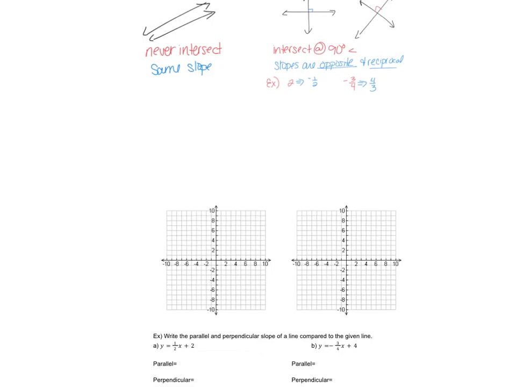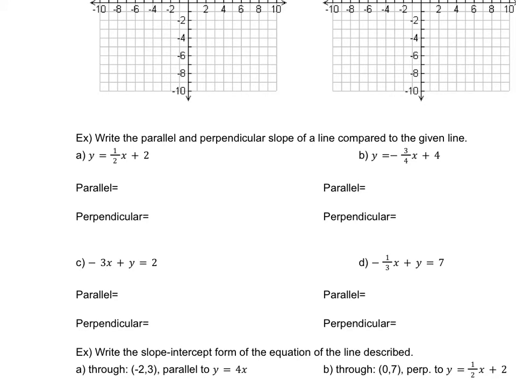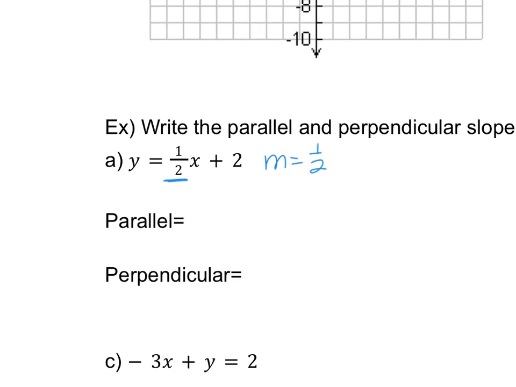Alrighty. Oh, I didn't realize I have a graph right there. That's okay. So, write the parallel and perpendicular slope of a line compared to the given line. They give you the line. The slope of the line they give you is 1/2, right? Because it's the number in front of the x, because this is in slope-intercept form, which is great. So parallel would be the same slope. Perpendicular, you flip 1/2 and do the opposite, which is negative, so you could say -2/1, or you could just say -2. It's the same thing.